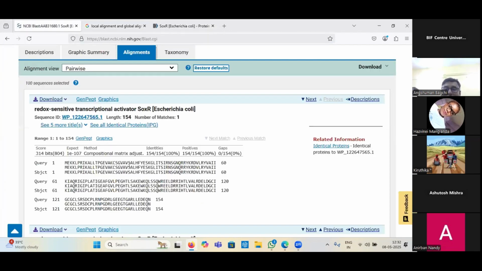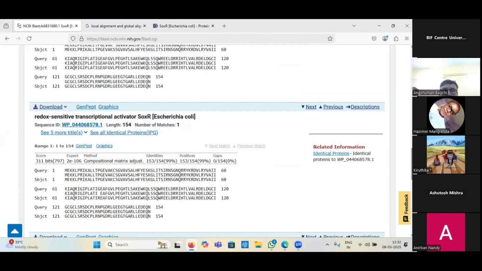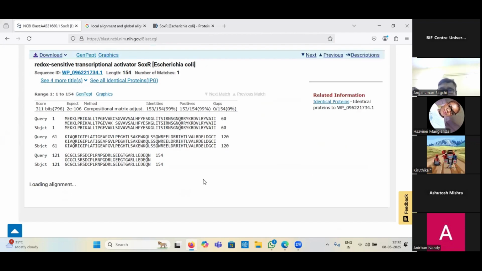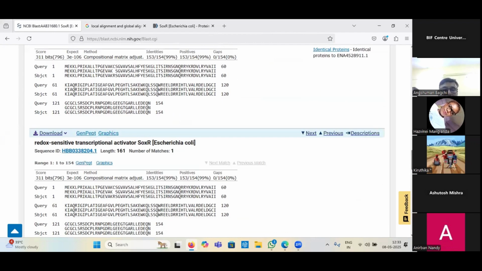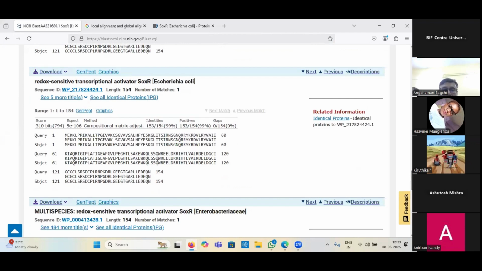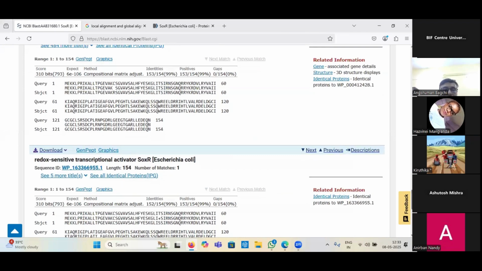So this is a global alignment. See, it starts from 1 and ends at 154. So it covers the entire sequence. This is the global alignment. This is not partial. And in the case of UniProt, you found local alignment because there were not 100% matches. All these are global alignments, the alignment of the entire proteins.